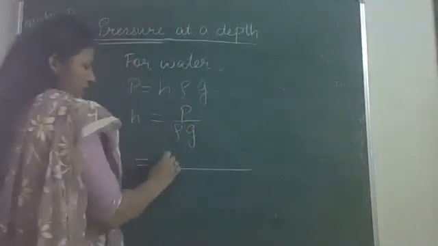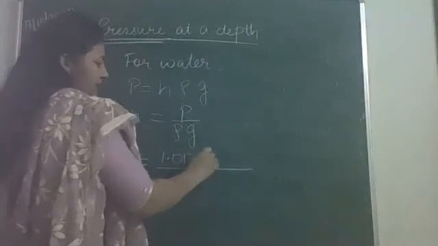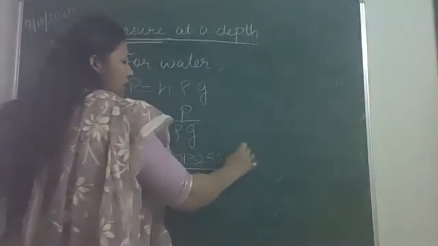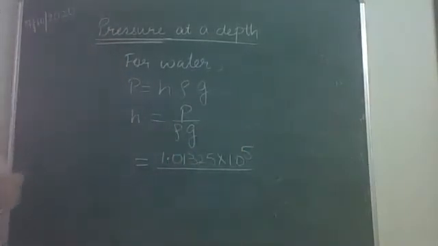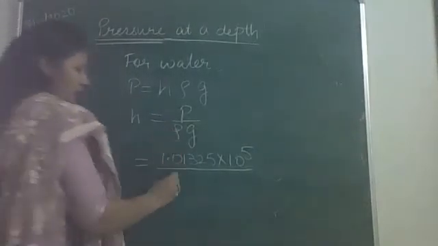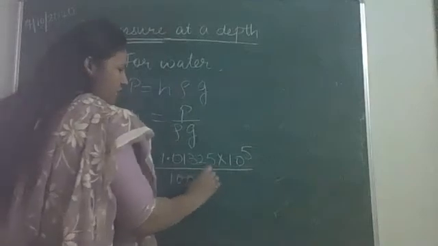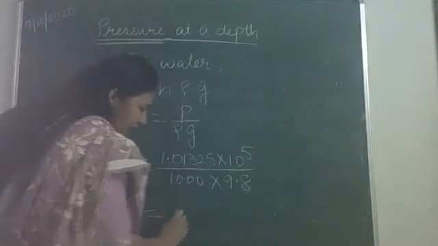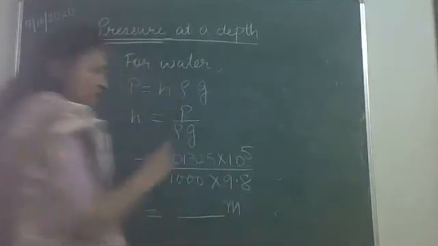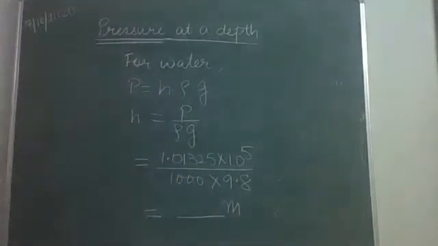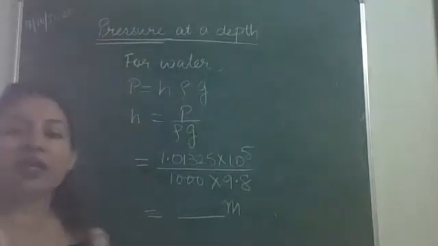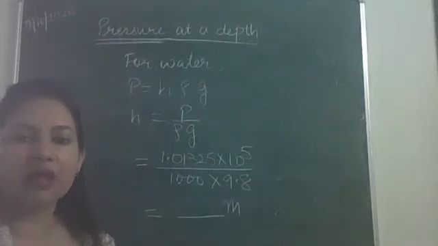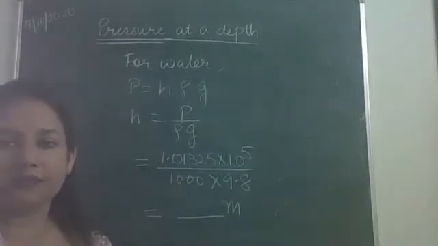Pressure we have to keep the same. We want 1 atmospheric pressure. Whether it is a mercury barometer or a water barometer, we need the same pressure, 1 atmosphere. Density of water is 1000 and G is 9.8. Calculate it and tell me how many meters. How much length is required? Then we will do it for mercury also. So first calculate the height of this water barometer.